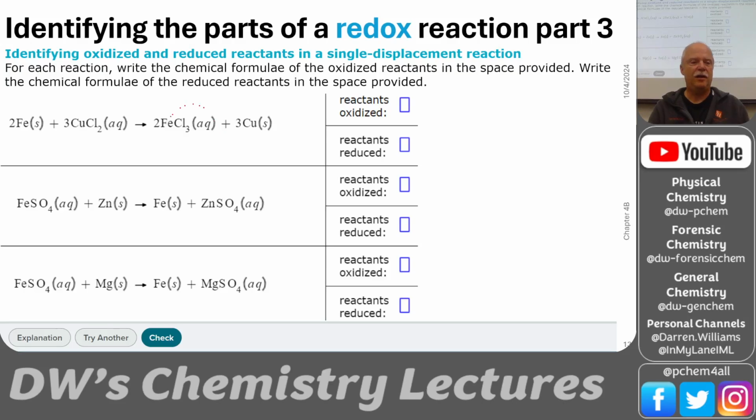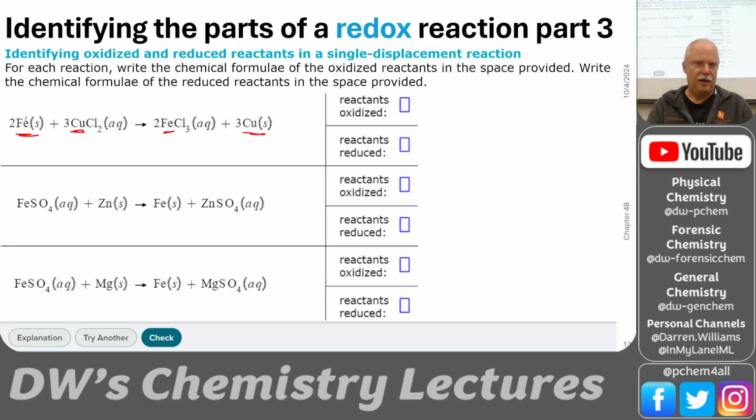So what's going on here? Notice it's iron by itself over here and copper bonded to chloride, and now they've changed places. So we've just replaced one atom. Okay, so that's what we mean by single replacement. It's just the metals, one becomes a cation, the other one becomes a solid.